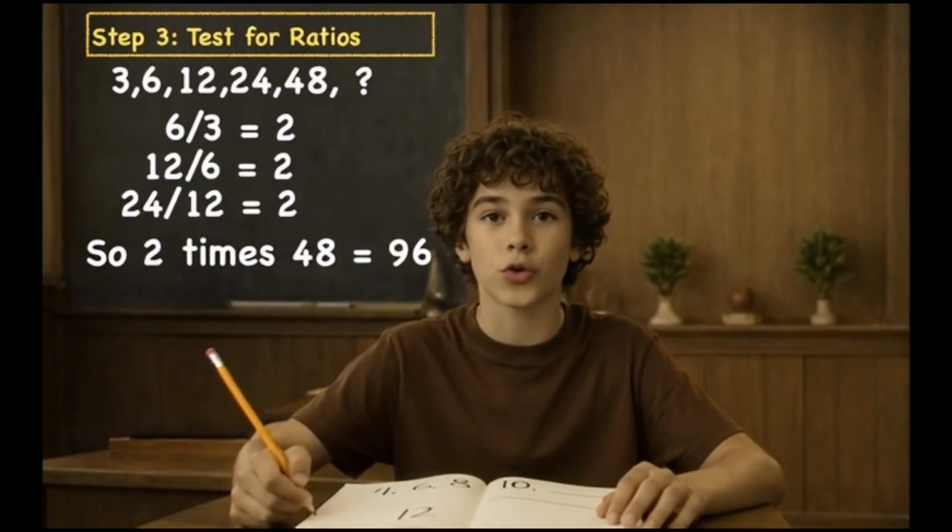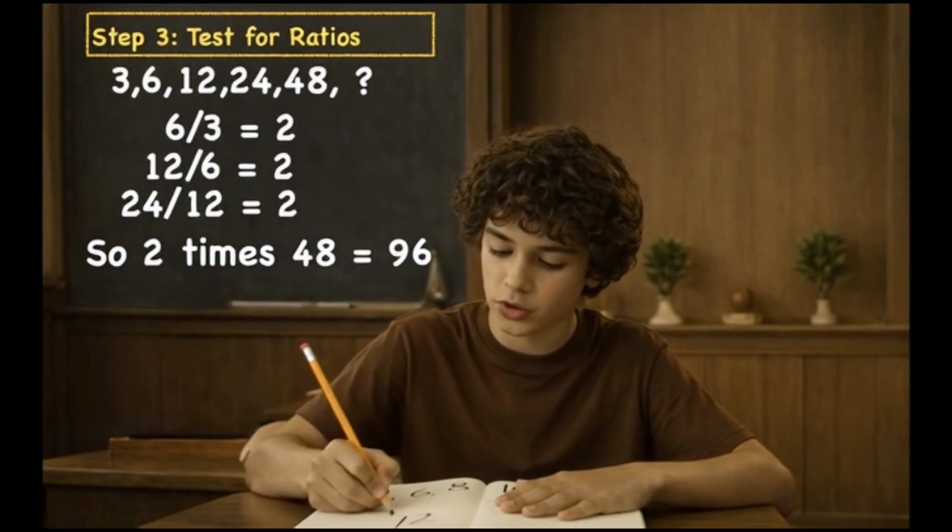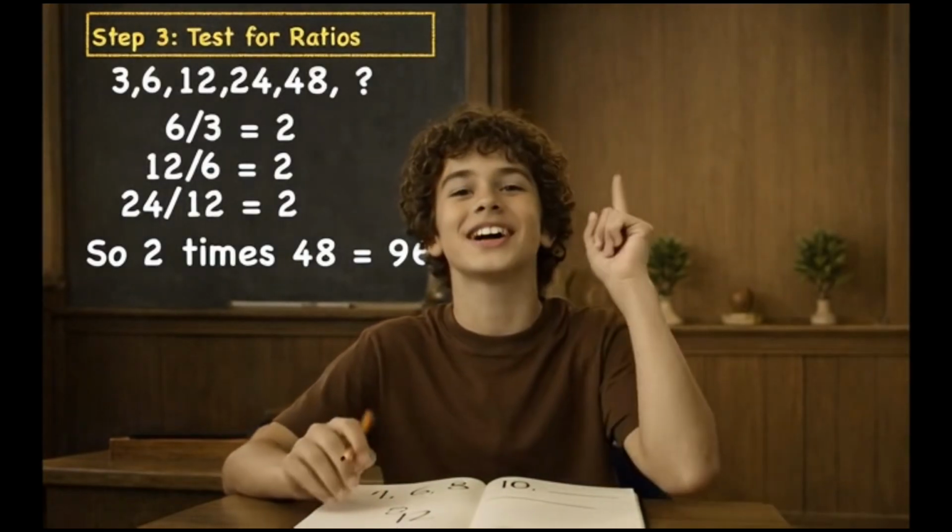Okay, step 3 is to test for ratios. 6 divided by 3 is 2, 12 divided by 6 is 2, and 24 divided by 12 is 2. So the pattern is multiplying by 2. The next number is 2 times 48, which equals 96.